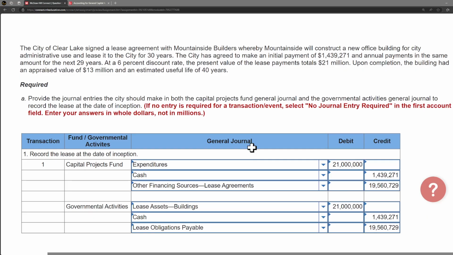Here's a lease. So we're taking a look at a lease. The city agreed to make an initial payment of $1.4 million, annual payments, same amount for the next 29 years at 6% discount. The present value of the lease payments is $21 million. Upon completion, the building had an appraised value of $13 million, estimated useful life of 40 years.